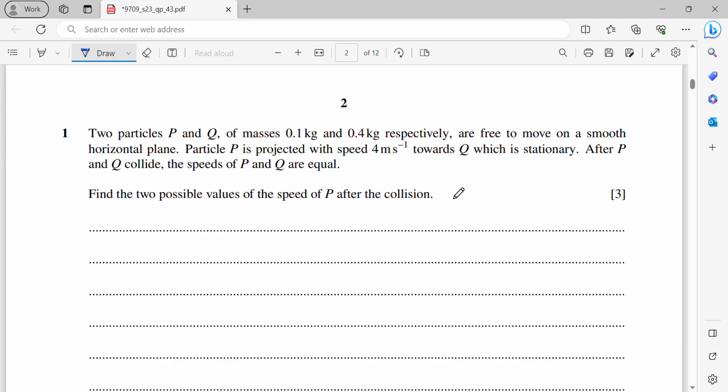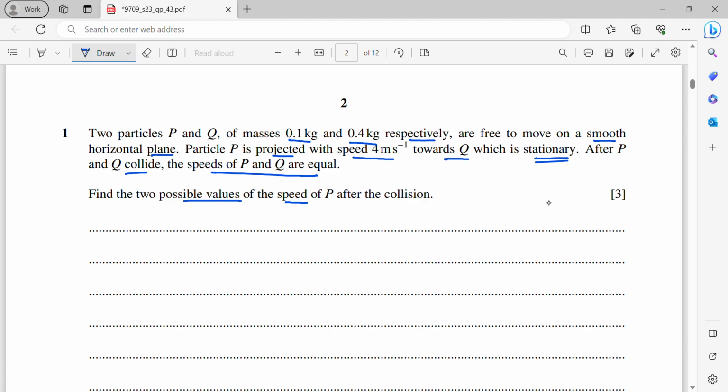Now for question number 1, two particles P and Q of masses 0.1 kg and 0.4 kg respectively are free to move on a smooth horizontal plane. The particle P is projected with speed 4 meters per second towards Q, which is stationary. After P and Q collide, the speeds of P and Q are equal. Find the two possible values of the speed of P after the collision.